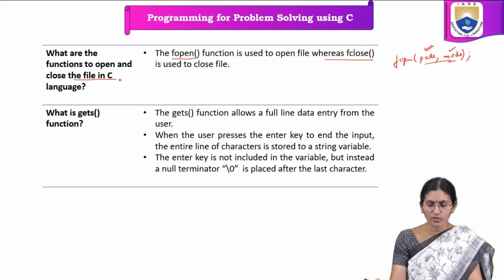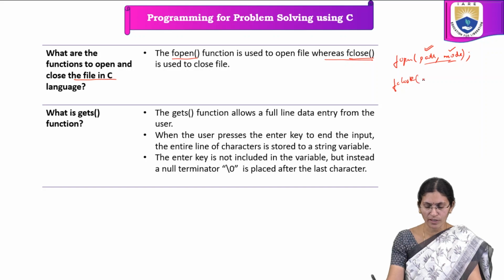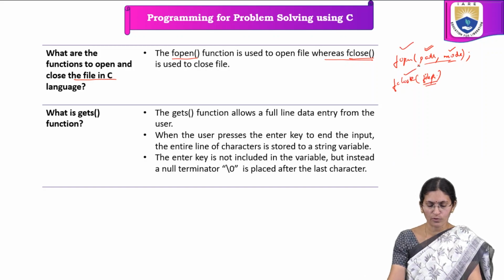Next one is fclose. In order to close the file, we need to use the fclose function. The fclose function takes only one parameter, that is the file pointer. So in this way, these are the functions, the fopen function and the fclose function.